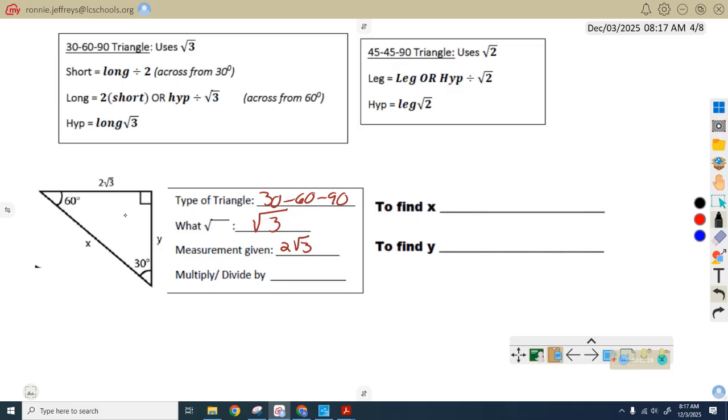Now, we need to find which side this is. Well, this happens to be across from the 30 degree. Which one of the pieces of this triangle is always across from the 30 degree? The short. See? Across from there. All right. So, we are going to multiply first by 2.